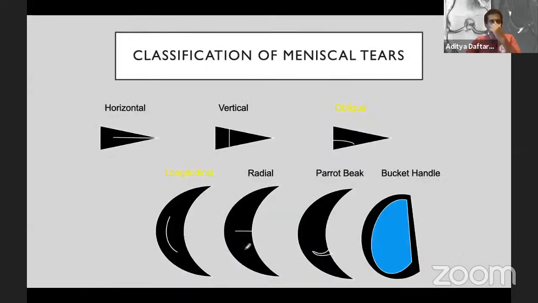Okay. When we talk about classification of meniscal tears, we obviously know horizontal tears divide the meniscus into upper and lower halves. Vertical is one that goes through and through across the thickness of the meniscus, and oblique has a bit of both. And then you can have radial tears and paroblique tears and bucket handle tears.